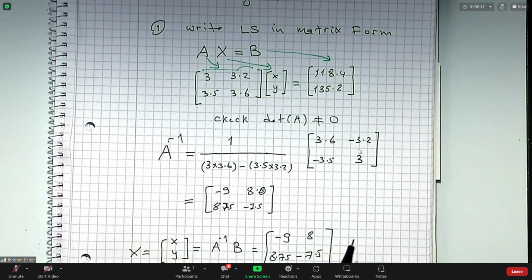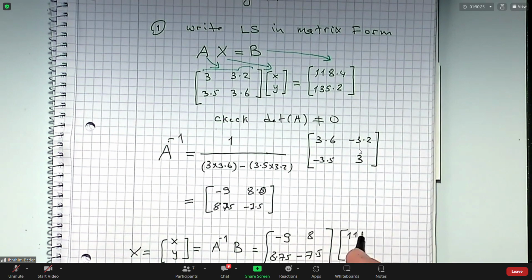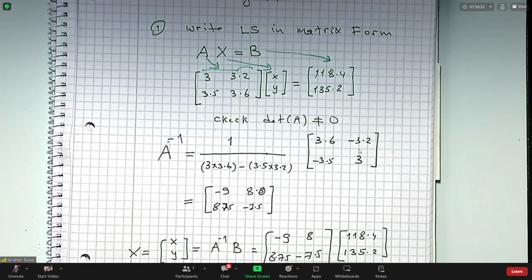Okay, and I need to multiply this with the right-hand side, which is 118.4, 135.2. All right? So this is how we solve the system.